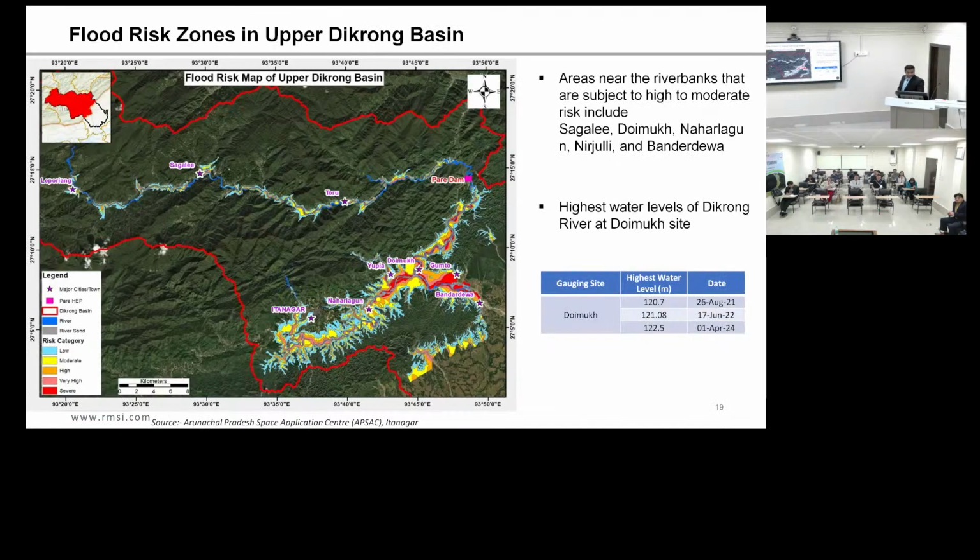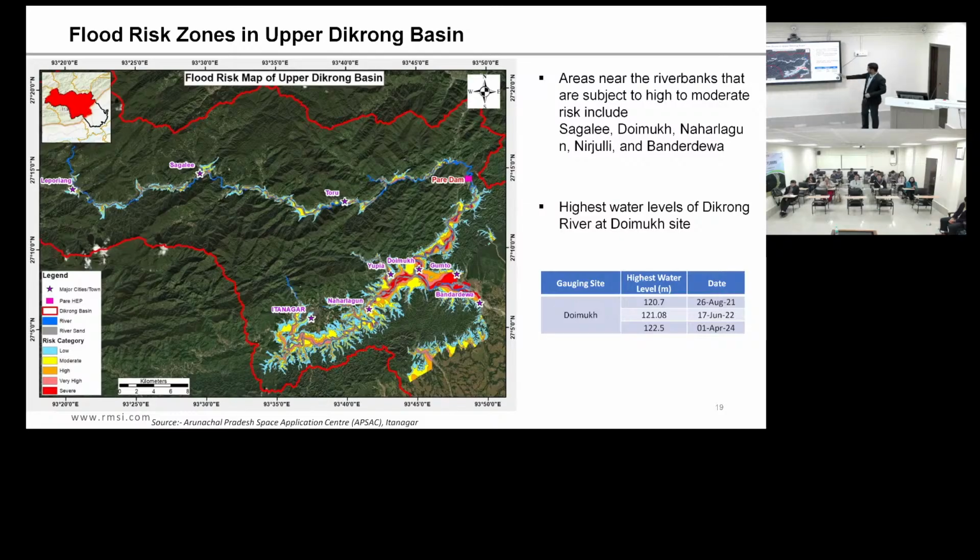This was shared by the Remote Sensing Agency of Arunachal Pradesh. You can see these are the flood risk zones of the upper Krong Basin. They have made their own analysis of the areas. Sagali, which is a sub-district, Pare Dam, and Doimukh are very prone to flood. Itanagar is not so much, nor Naharlagun, Upia and Bandardeva, and beside this is the downstream area.